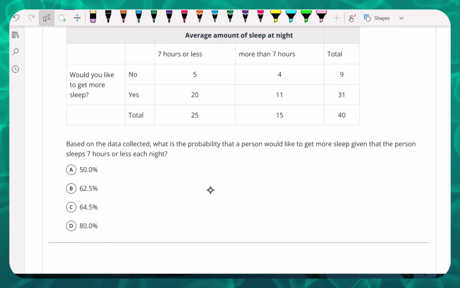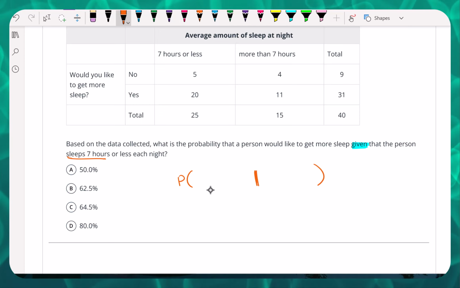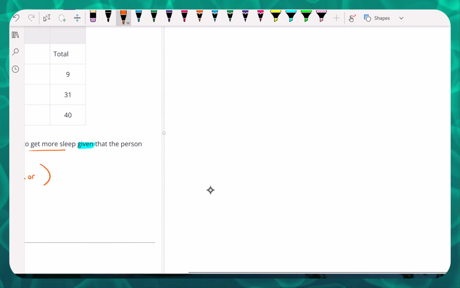Based on the data collected, what is the probability that a person would like to get more sleep given, oh, there's that keyword again, given. Given is a condition. So if you were going to think about this as a conditional probability, you need to write it in this form. Given that the person sleeps 7 hours or less, so I'm going to say 7 hours or less. So what is the probability that they would like to get more sleep? So they would like to get more sleep.